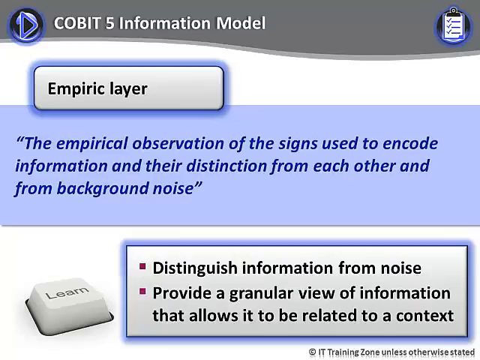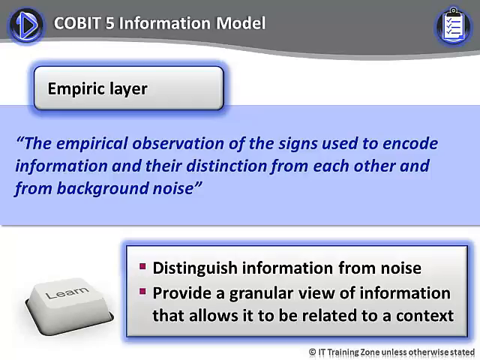The layer above the physical layer is the empiric layer. COBIT defines this as the empirical observation of the signs used to encode information and their distinction from each other and from background noise. The modern enterprise is awash with information, data, and other signals. Only information has a role in the execution of the activities of the enterprise, or in its decision-making. The rest is just noise.